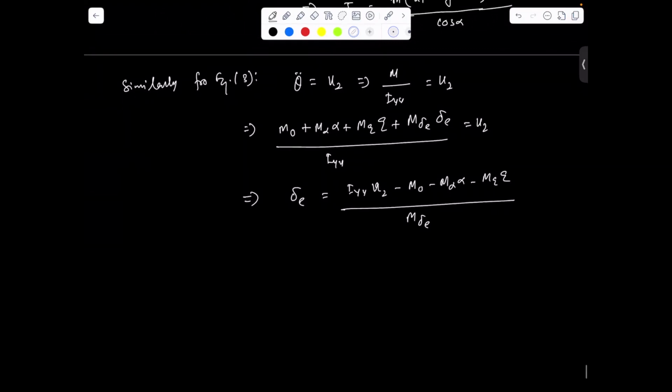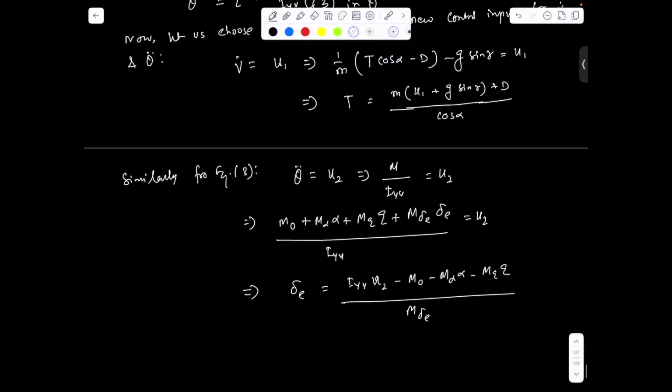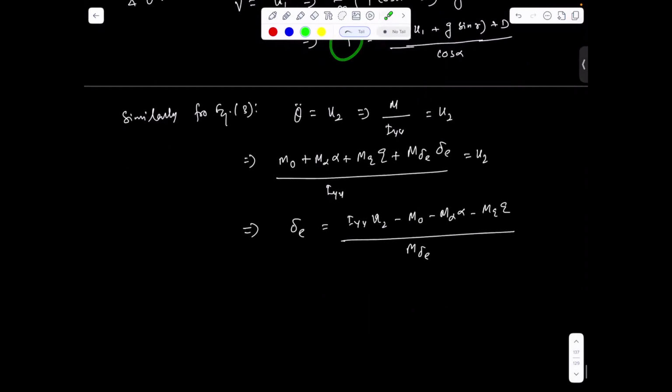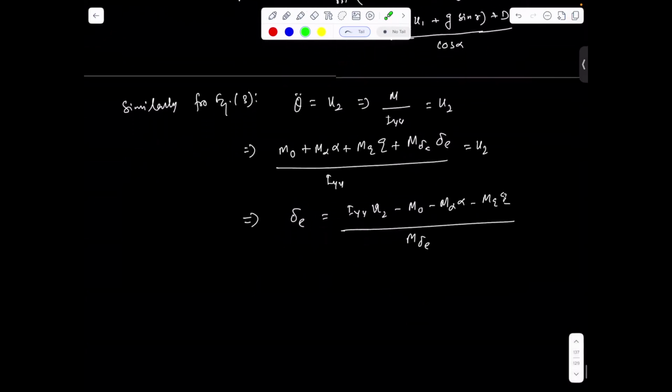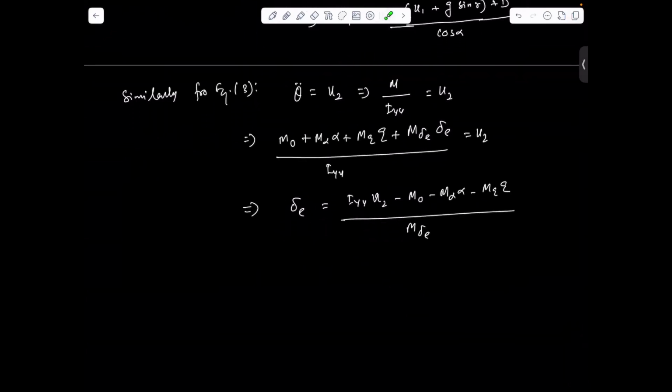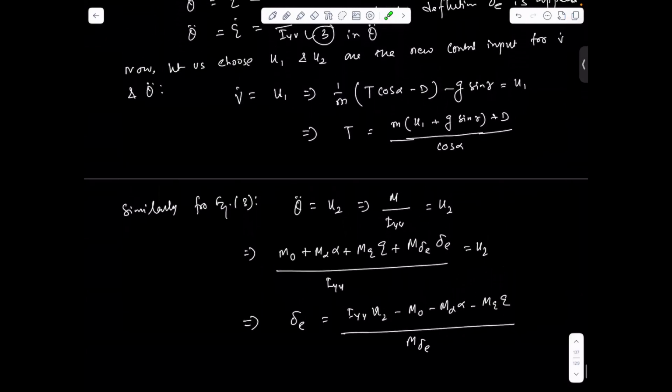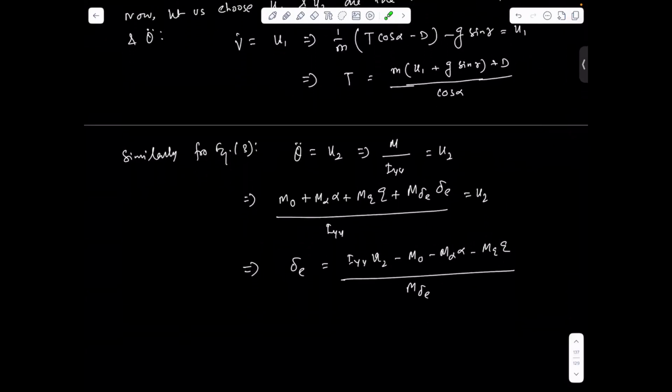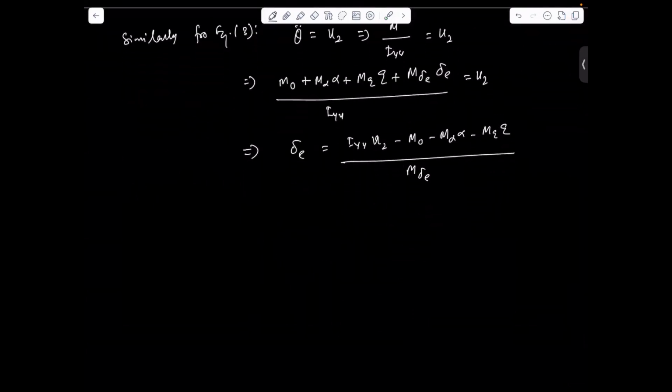So here we are going to have two controls: one is T and another is delta E. Delta E is going to provide the moment, and that moment is going to control the pitch angle and pitch rate, right? Now from this analysis, let us design V dot equal to U1 and theta double dot equal to U2.